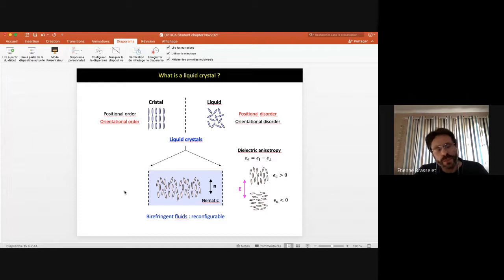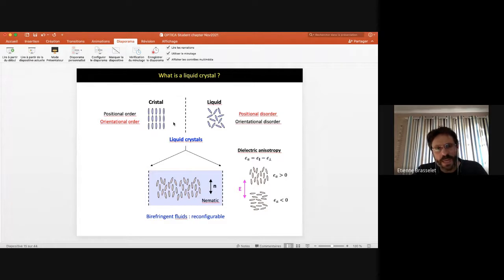So what is a liquid crystal? For those who are not aware of those materials, liquid crystal is some material which is somewhere in between crystals and liquids. So why in between? Actually, because as you can see on your left, they are endowed with the orientational order of crystals. At the same time, they are endowed with the positional disorder of liquids. So that's why, marrying these two words, you get liquid crystals, which actually corresponds to not simply mixing two states of matter. It's a new state of matter.